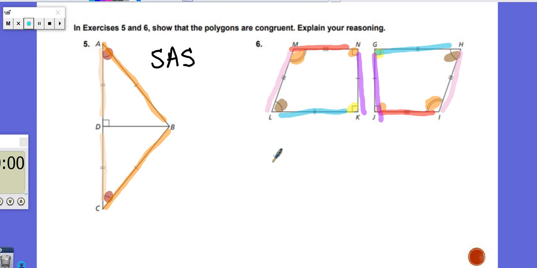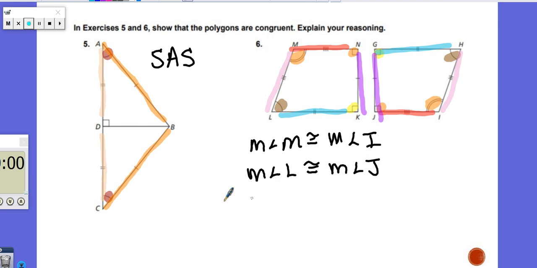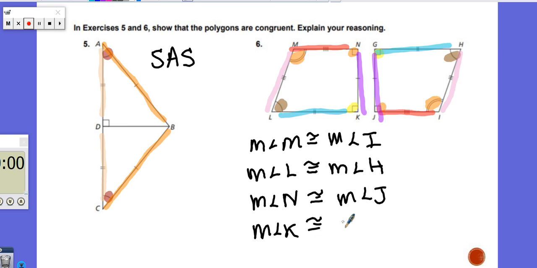Alright, so if I'm working with that, I could say the measure of angle M is congruent to its matching angle, the measure of angle I. I could say the measure of angle L is congruent to the measure of angle J. Oh, nope, not J, but H. The measure of angle N is congruent to the measure of angle J. And then the measure of angle K is congruent to the measure of angle G. So we got all the angle stuff out of the way.